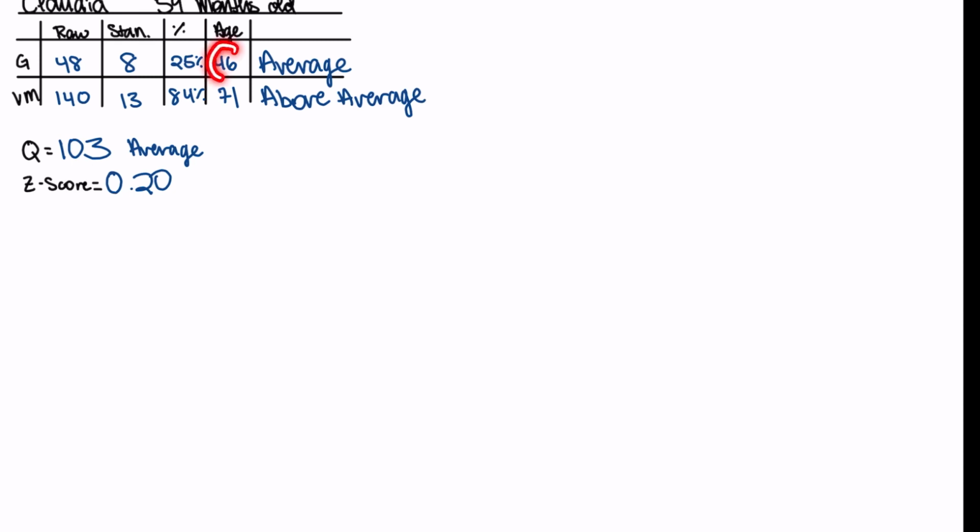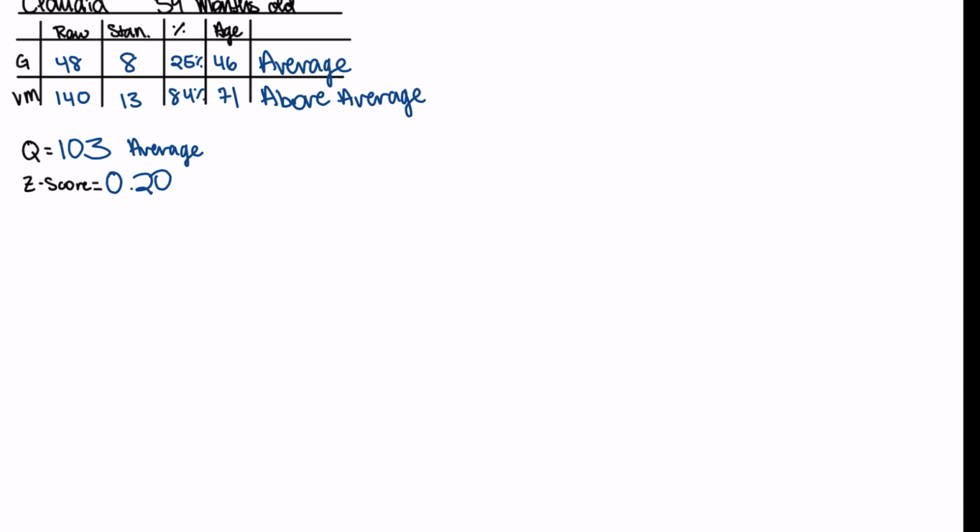So let's go over the scores one more time. Claudia is functioning at a 46-month-old level for grasping skills and at a 71-month-old level for visual motor skills. She scored a 25% for grasping, which means that 75% of kids her age performed better than she did on this subtest. And she scored an 84% for visual motor integration, meaning that 16% of kids her age performed higher than she did on this subtest.